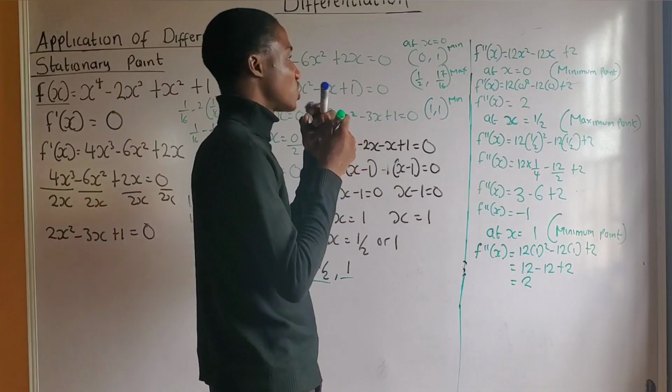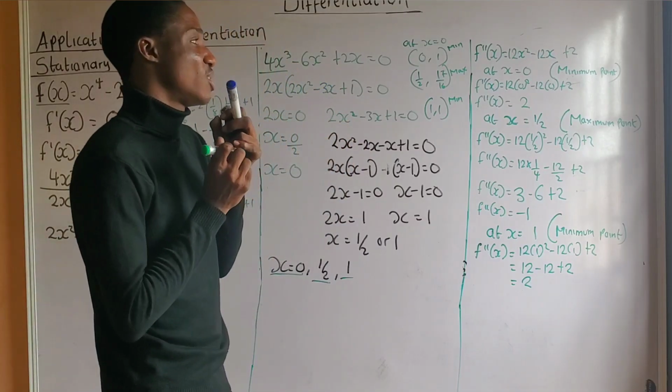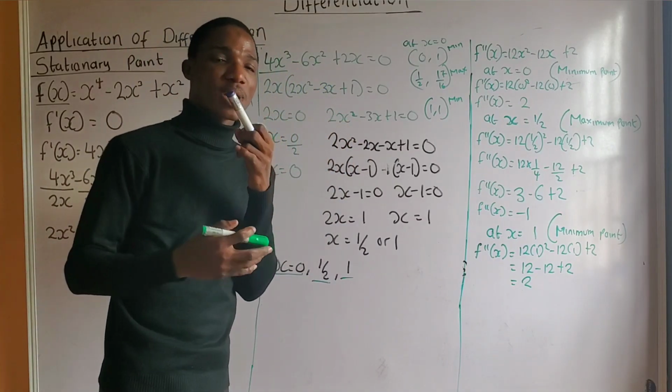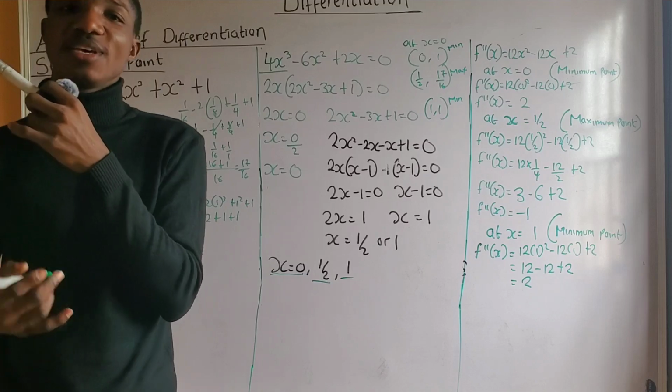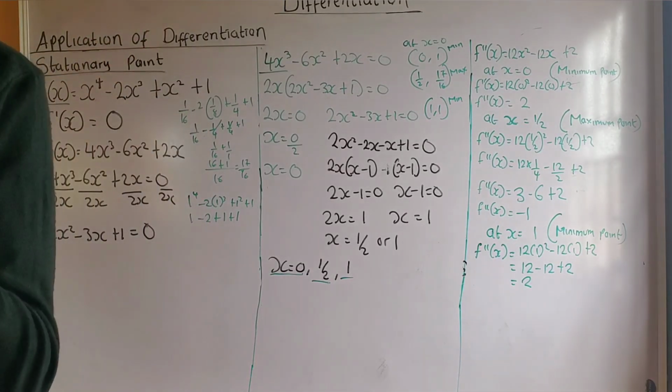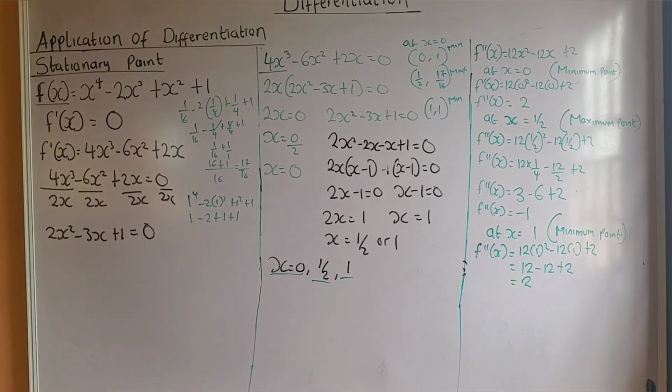Okay, so that is the solution to that question. You can see that it's simple. All you have to do is just pay attention and follow the process, and you're going to obtain an answer that is correct. Okay. So let us look at more examples on stationary point of a function.